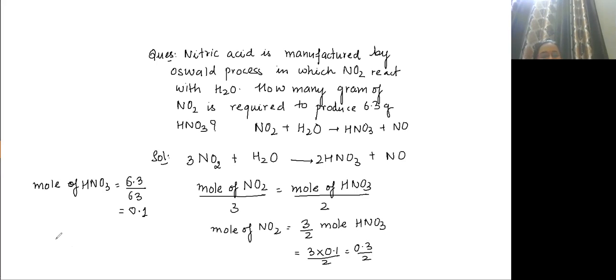If you know mole, how will you calculate weight of NO2? Good, Krishna. Moles into GMM. Moles is 0.3 into 2. What is molecular mass of NO2? Nitrogen is 14, oxygen is 32. 46. On solving this, you will get 6.9 grams.